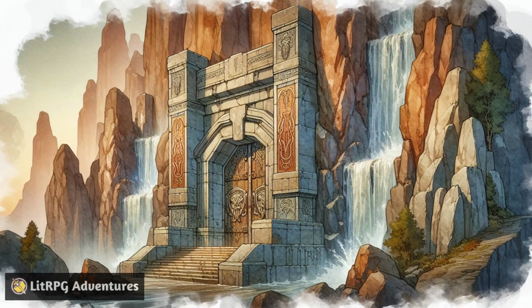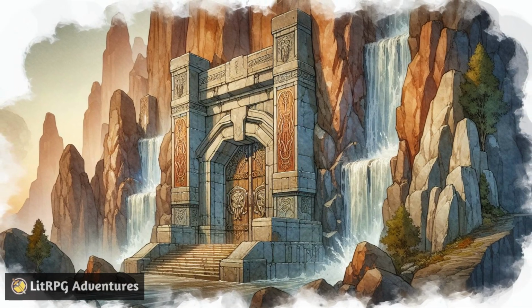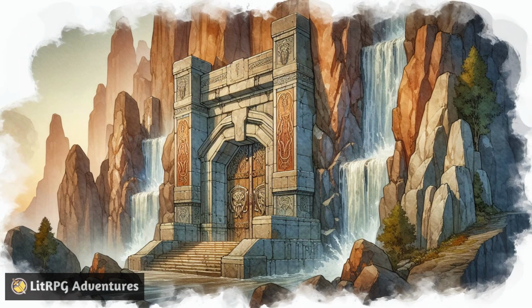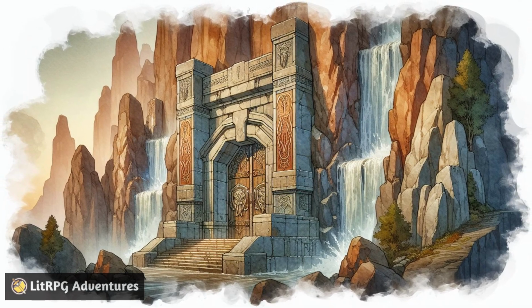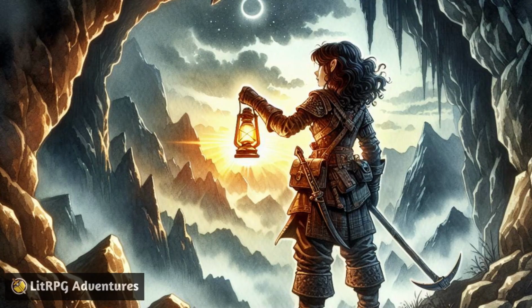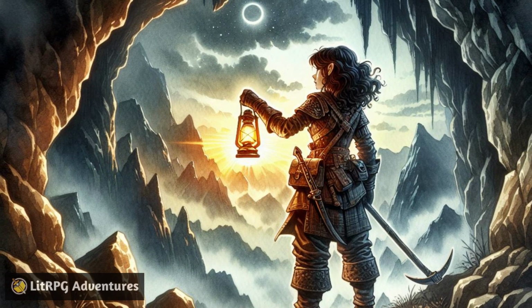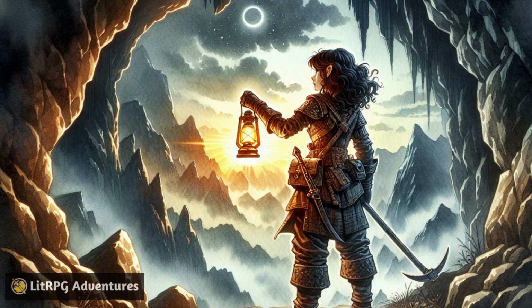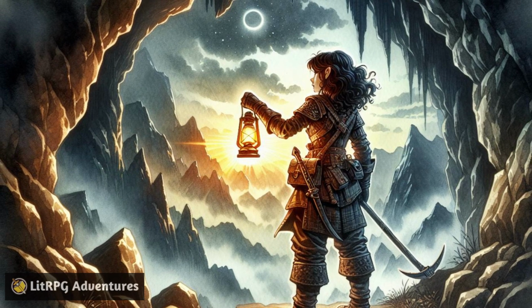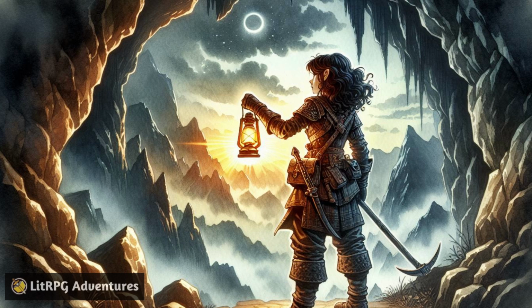And LitRPG Reads has so many more examples. Electrum coins, maybe good for channeling magic. Interesting. Dragon scales, super rare and valuable. Favor-based exchanges, where you owe someone a debt. Ooh, like a web of obligations. And magically infused gems, powerful, but maybe unstable. Like they could explode or something. Who knows? Each one tells a story about the culture using it.